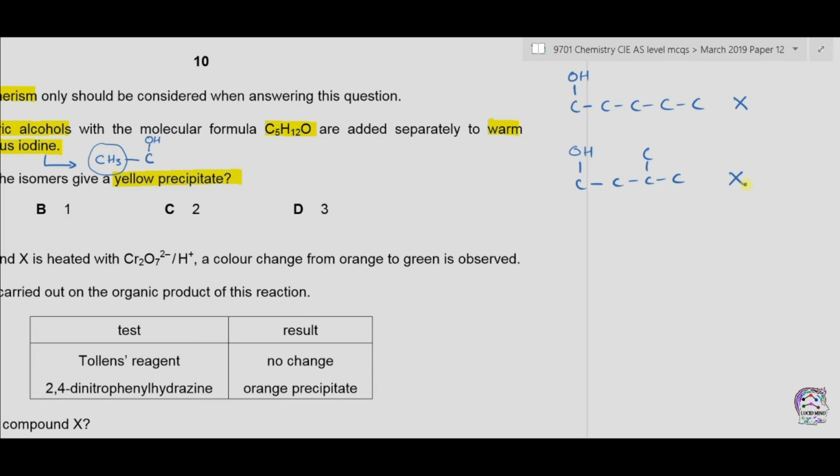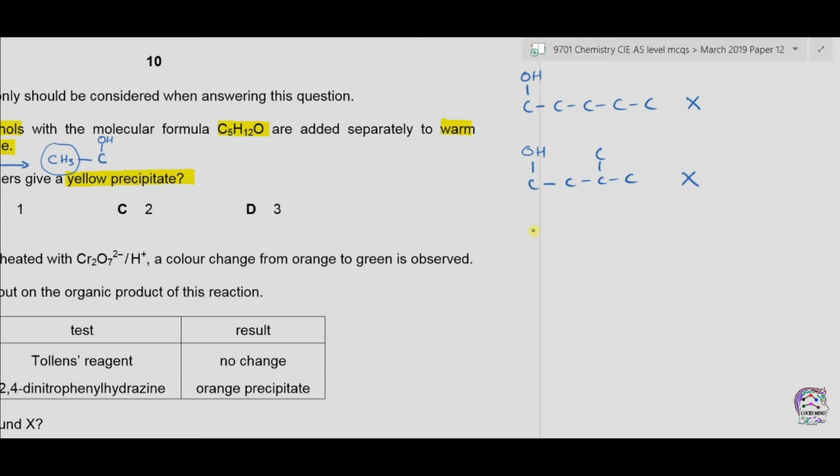Again, in the third possible structure we have OH attached with the first carbon, which is attached to the second carbon, and there are 3 substituents present on the second carbon atom. Again, this does not have any methyl group attached directly with this carbon, so therefore this won't give a positive iodoform test. All these 3 structures were from primary alcohols.